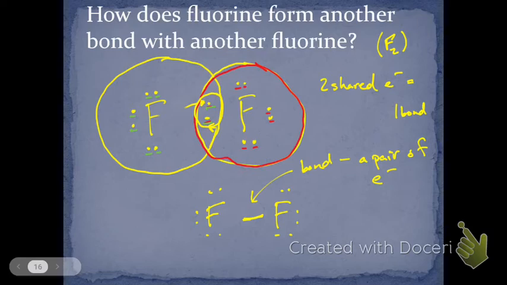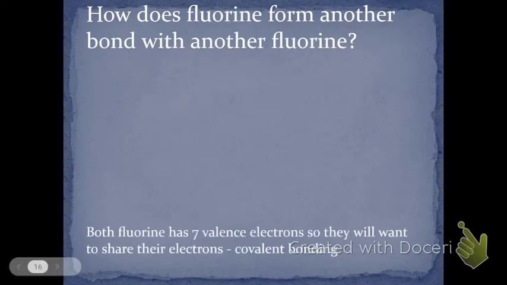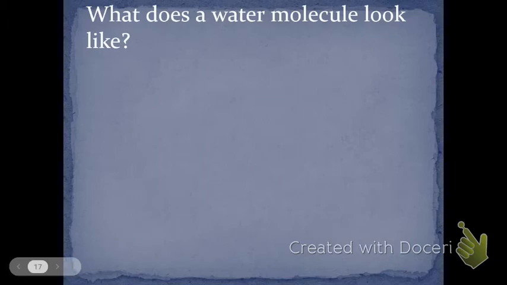So let's take a look at another one. Let's look at water. Oxygen and hydrogen want to share their electrons, which is covalent bonding. So what does a water molecule look like? Water is H2O. Water is a little strange because it puts hydrogen first, but the most electronegative atom usually is the one that goes in the middle. So oxygen would go in the middle. I'm just going to draw 1, 2, 3, 4, 5, 6. Oxygen has 6 valence electrons.